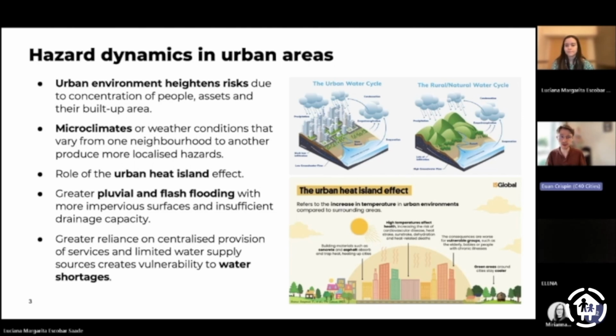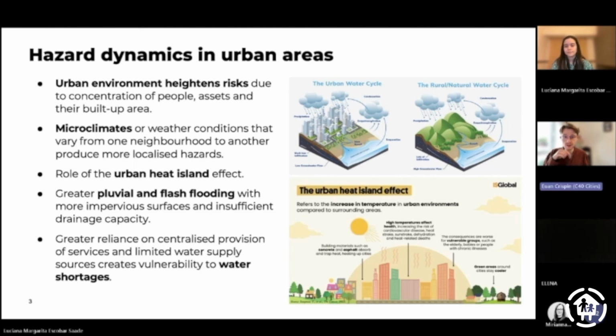As you might know, in general, the urban environment heightens risks because of a concentration of people, assets, and built-up area, particularly in relation to things like flooding. There's lots more pluvial and flash flooding because of greater impervious surfaces and less drainage capacity.